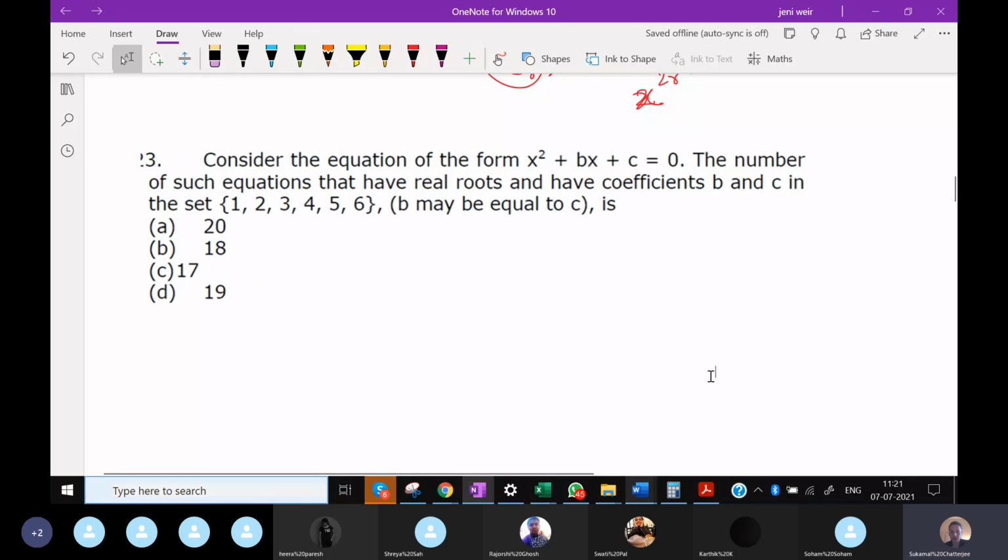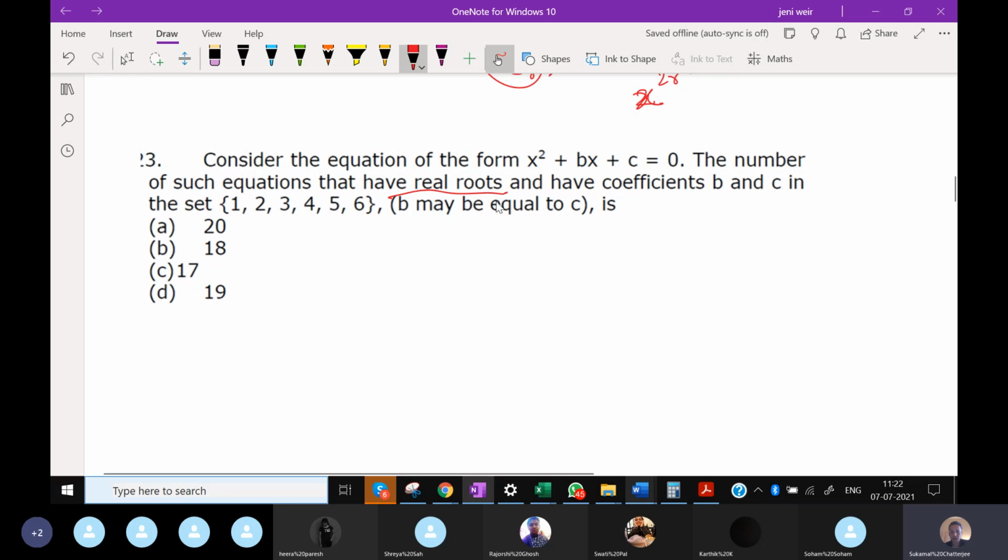Consider the equation in the form x squared plus bx plus c equals 0. The number of such equations that have real roots and have coefficients b and c in the set 1, 2, 3, 4, 5, 6, and b may be equal to c. So how many such equations are possible based on this condition?